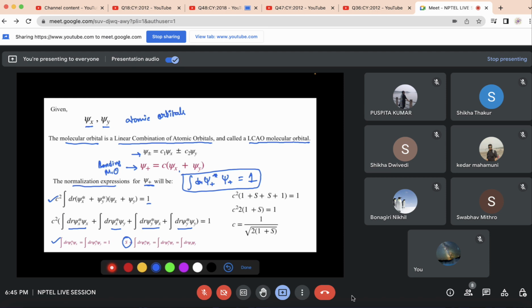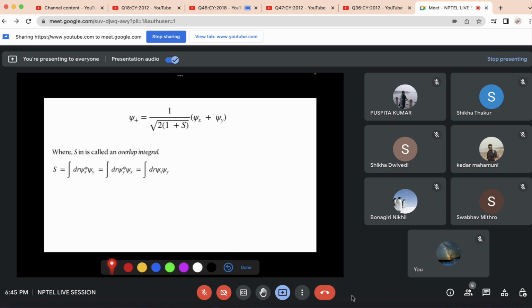This S is actually the overlap integral, capital S, which is the overlap between the two atomic orbitals, so that is x and y. So this expression, psi x conjugate psi y and psi y conjugate psi x, is equal to capital S. So we get c square into 1 plus S plus 1. C square is common. So on solving this, we get c is equal to 1 upon under the root 2 multiplied with bracket 1 plus capital S.